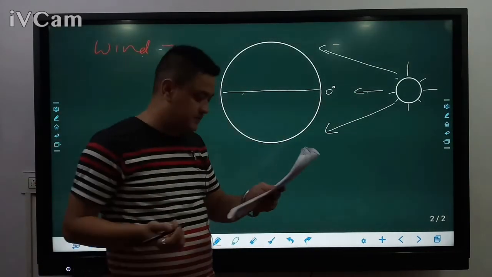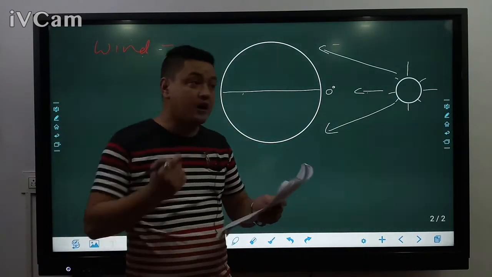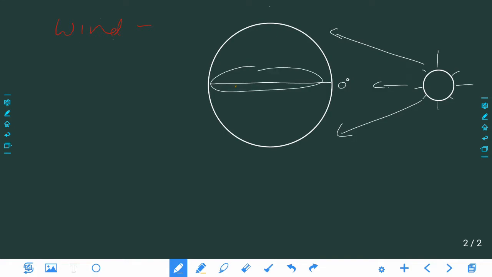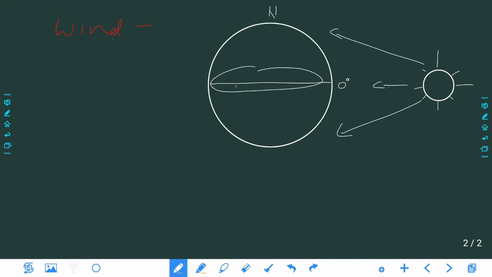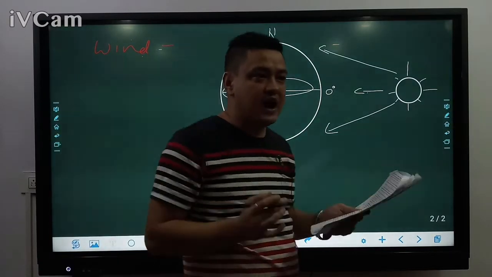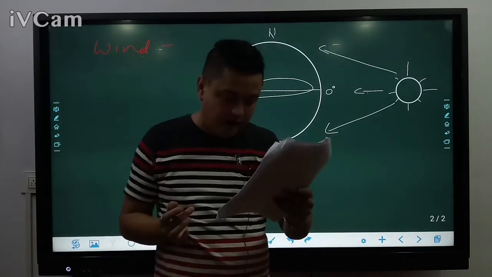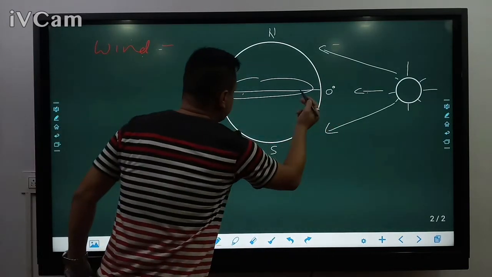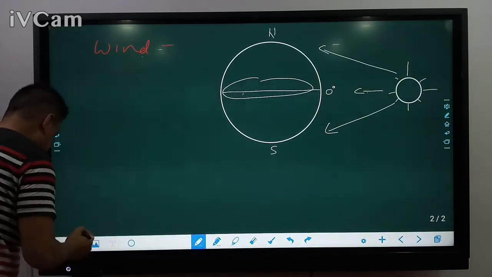Some parts of the Earth receive direct rays, like the equator, receive direct rays of the sun and are warmer. This area becomes a warm area. Whereas other parts, like the North Pole and the South Pole, receive slanting rays of the sun. And hence, these areas are cooler than the warmer parts of the Earth. The land as well as the air around it gets warmer and lighter and expands due to the heating of the sun in these latitudinal positions.